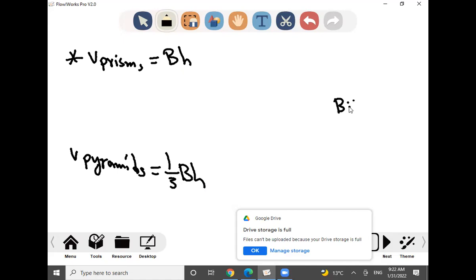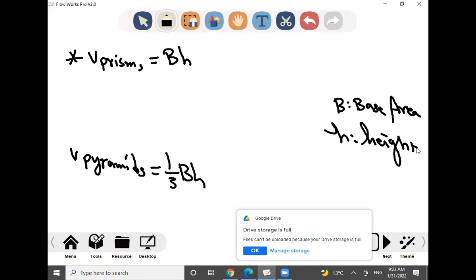The big B is always the base area, and the H is the height. So it will always be base area. H is the height of the pyramid or the prism, depending on which solid figure you are working on.